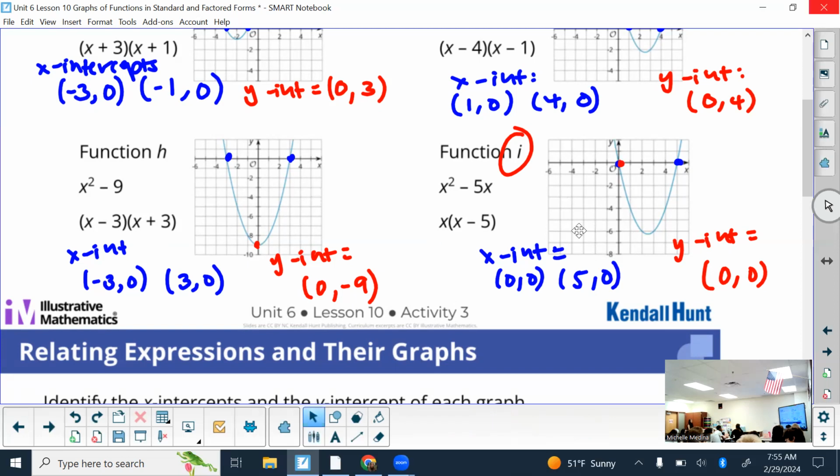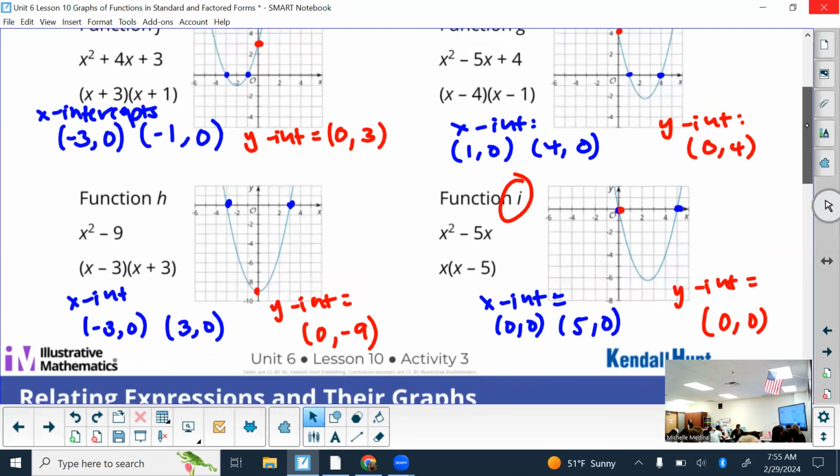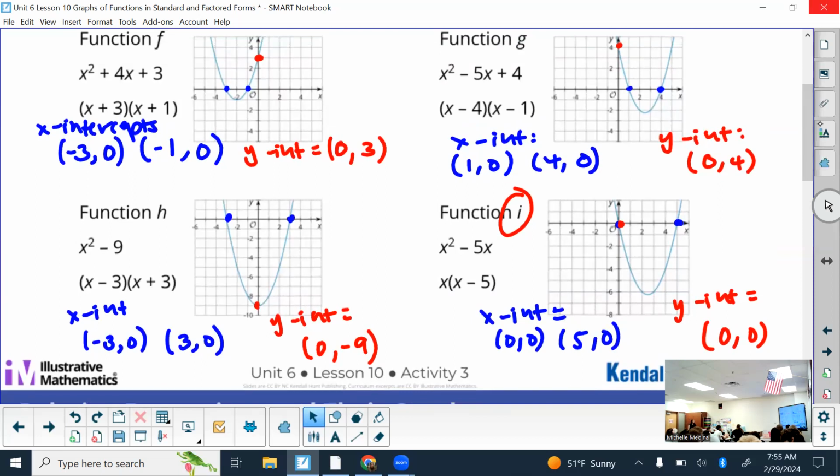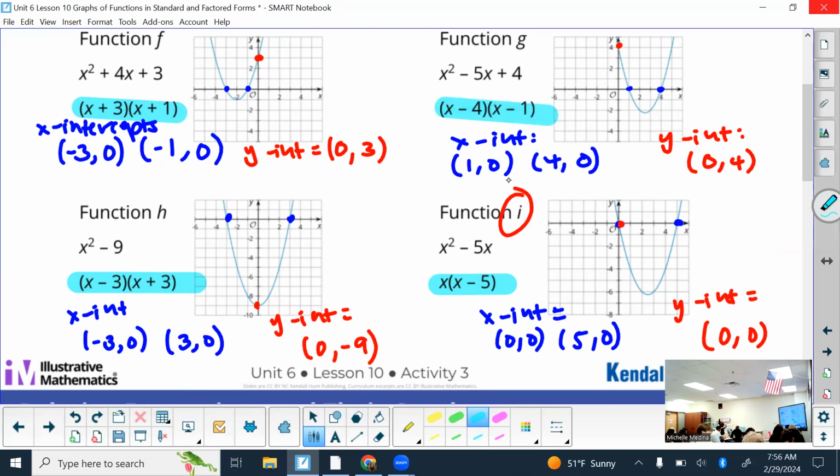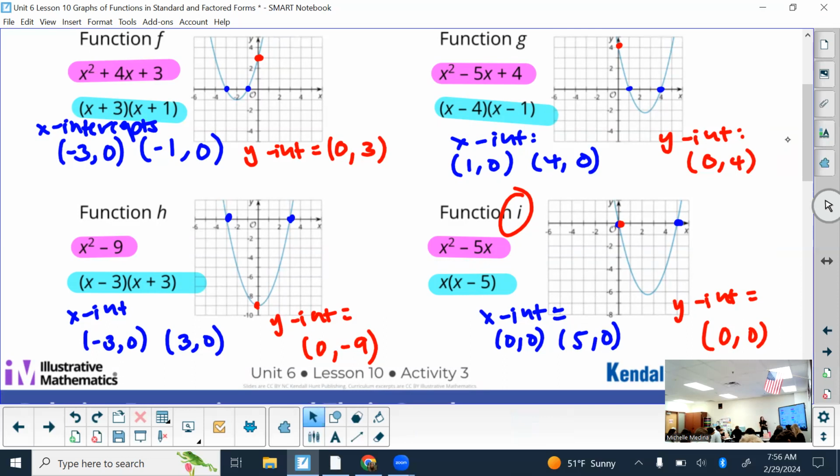So before I scroll down, there is a relationship between the x-intercepts and our factored form. So I'm going to highlight our factored forms in blue, to match what we wrote down for our x-intercepts. I'll highlight the standard form in pink because that's the closest I have to red. There's also a relationship between the y-intercept and our standard form that you can see better. So keep that in mind. We still have 2 more to talk about.